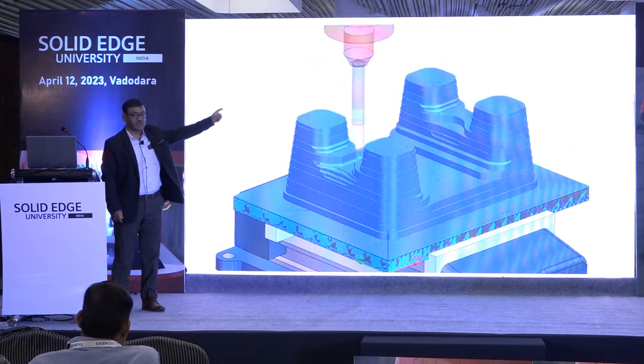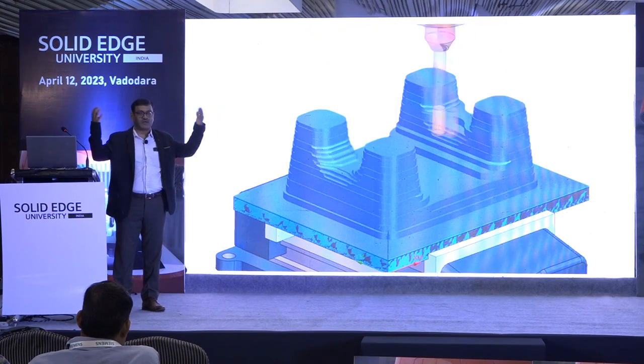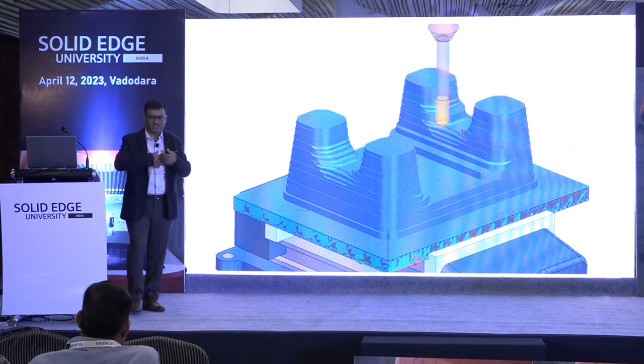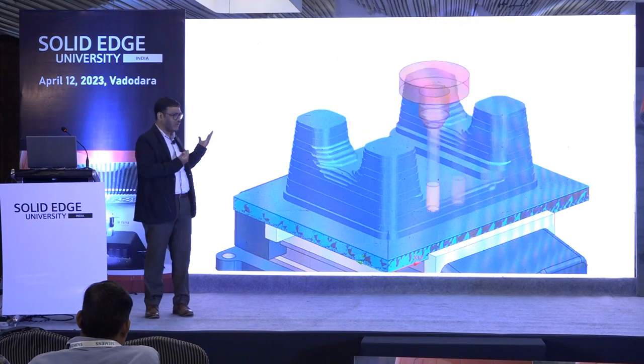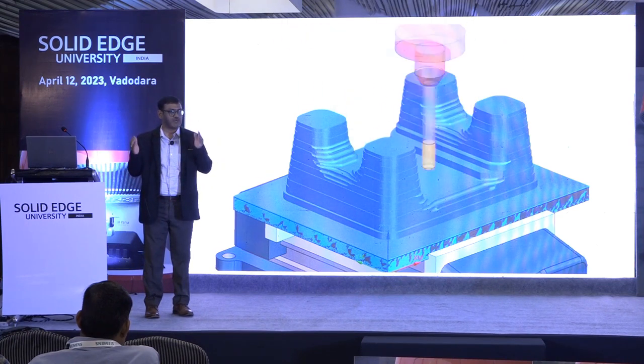Here, I'm just calling the tool and the holder. But in the future, I'll show you how you can even call your own machine. Let's say you have a Jyoti machine, or you may have an AMS machine, or a BFW, any machine. You can call that and then virtually validate. This is called building the digital twin of your production.